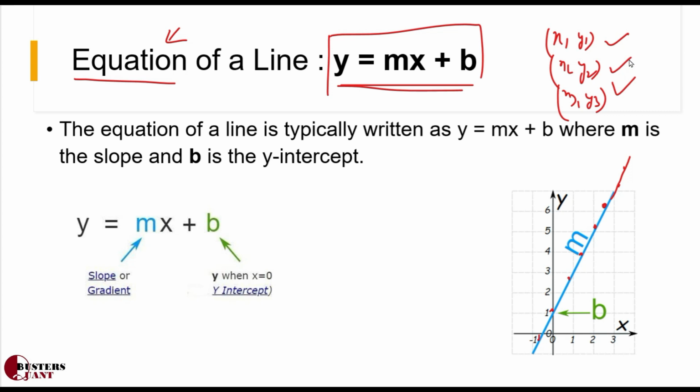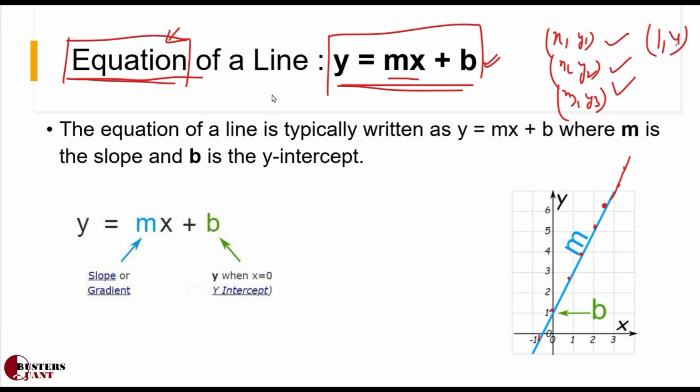Okay, for example, there is a point 1 comma 4. So if I put 1 as x and 4 as y in this equation, then LHS should be equal to RHS, means the point should satisfy this equation. So this is the equation of line. It means all the points on the line must satisfy this equation.